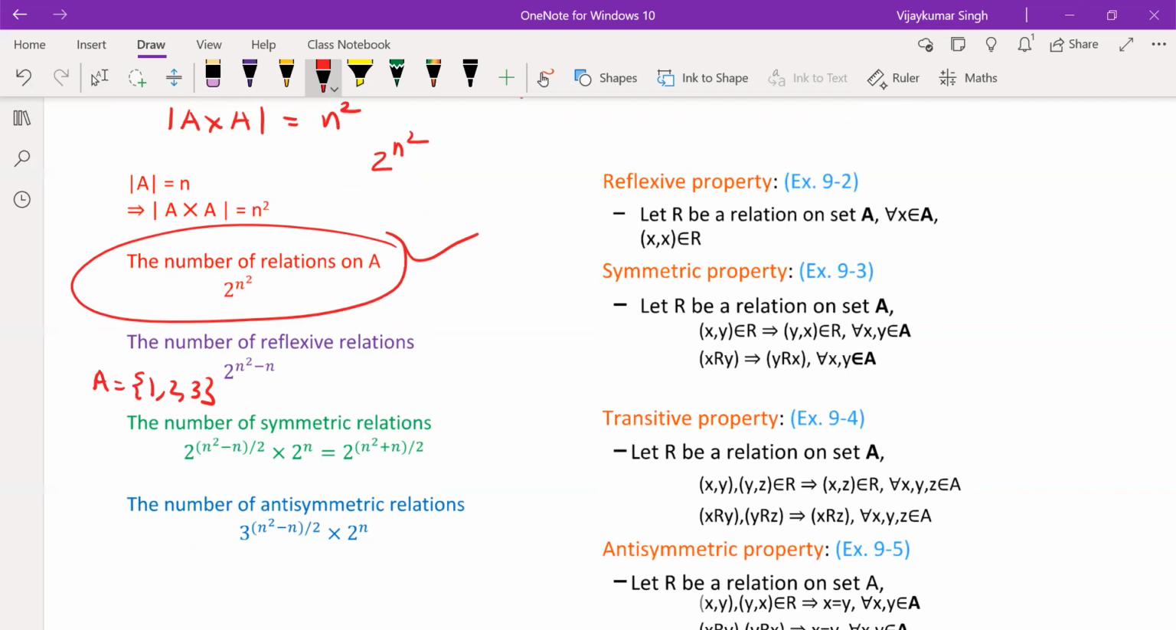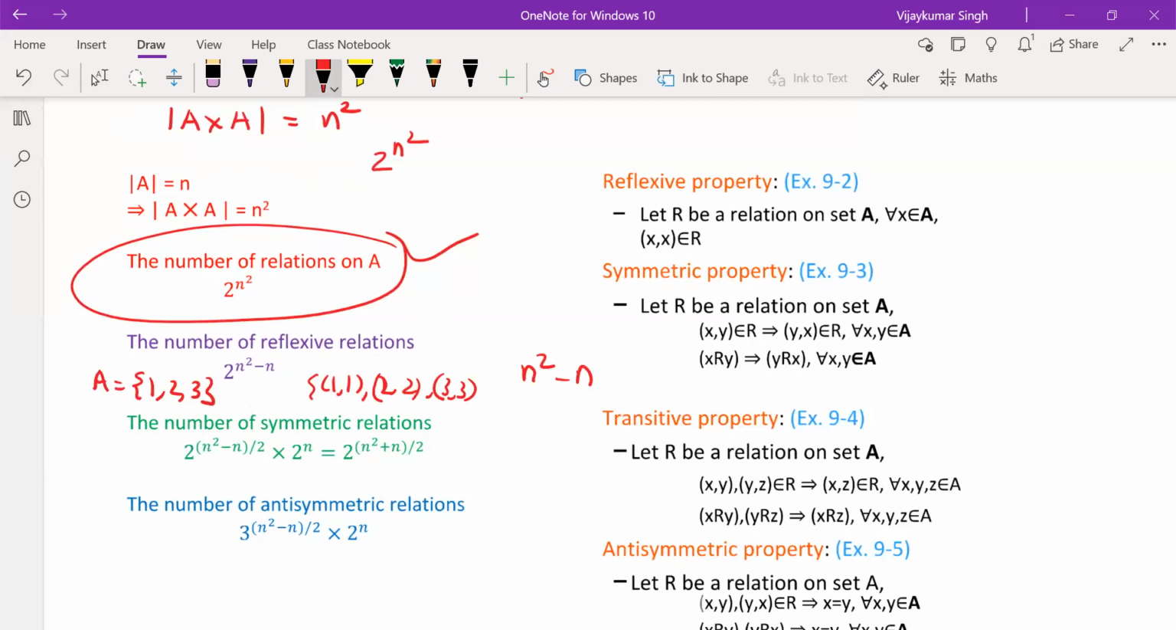Now, what you want is that (1,1), (2,2), and (3,3) must be there. There's no option for them. You see what I mean? The more count comes when you have an option of including or not including something. So if you take a set of size n, there are n square elements in it. Out of those, how many form (1,1), (2,2), (3,3), (4,4), (5,5)? n of these, right? Do you agree? And so we do n square minus n.